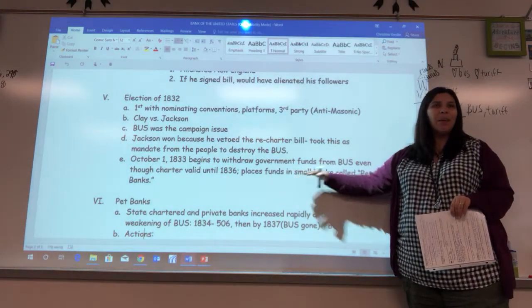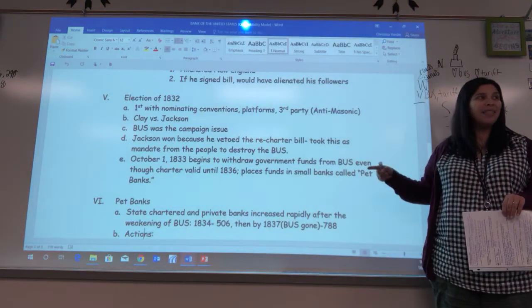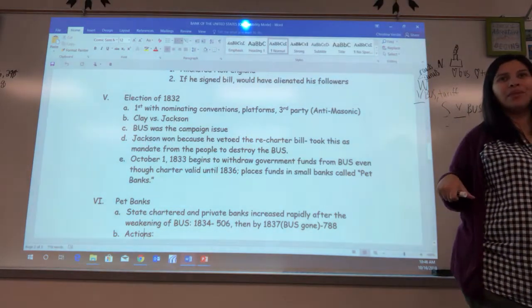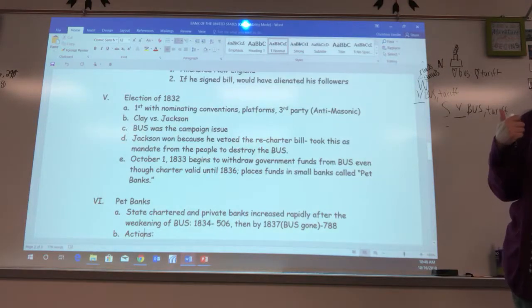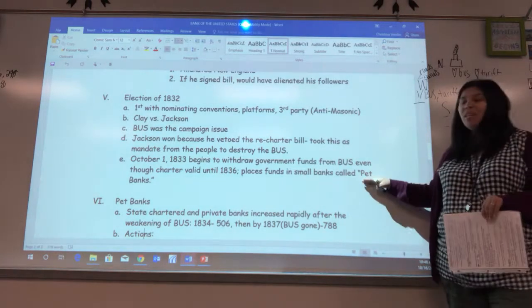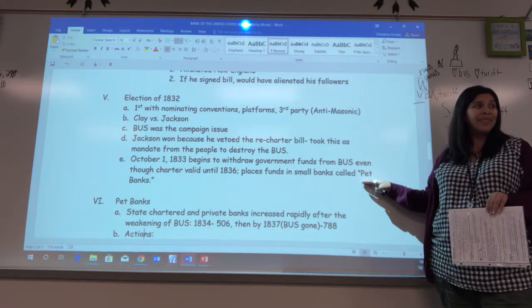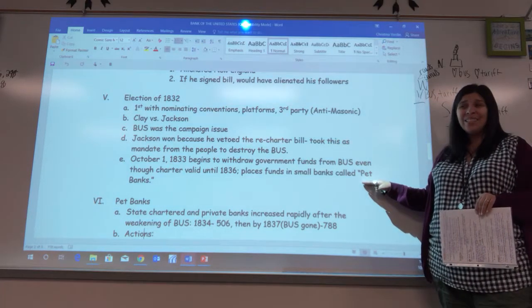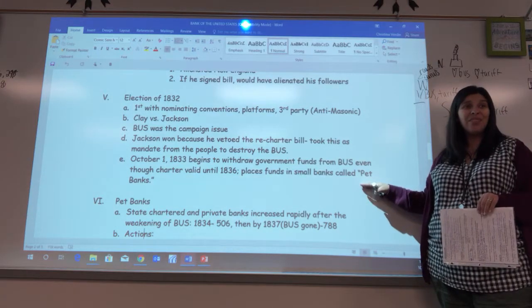What a pet bank is, where the government places funds in. I always like to think about pet banks, and there's another phrase you know about pets: teacher's pets. So a teacher's pet, do they follow the rules or not? Do they suck up to the teacher? Are they willing to do anything to get to that teacher? So these pet banks, who do you think they're sucking up to? Jackson. Do you think they're going to follow the rules? To some extent, but do you think they're going to go a little crazy knowing that they have Jackson's affection?